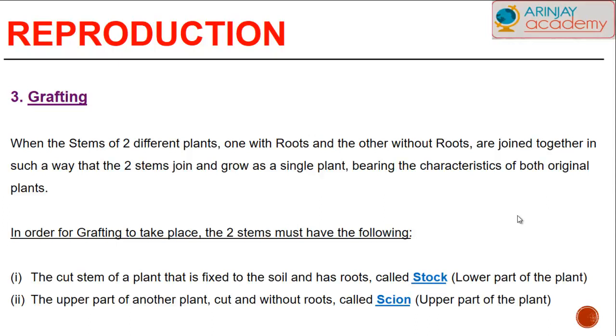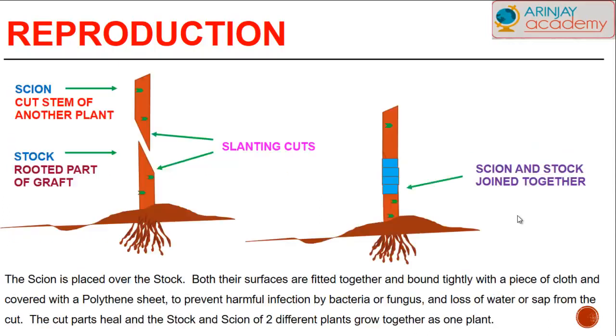Secondly, the part that's going to be attached to the stalk is called the scion, which is the upper part of the plant, and it is the stem of another plant. Take a look at the diagram. The scion has been cut off from the stalk. It is then later on joined to the stalk of another plant, and it has been bound over by a cloth or even a plastic bag.